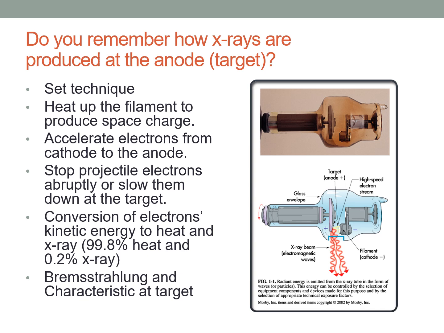Basically it's 99.8% heat and 0.2% X-rays. Bremsstrahlung and characteristic radiation are produced at the target. The most important thing to know here is that kVp is what you select on the control panel, and what comes out is actually called keV, kiloelectron volts. So you have kVp on the control panel and keV that comes out of the X-ray tube, and that's what strikes the patient. What strikes the patient is called the primary X-ray.